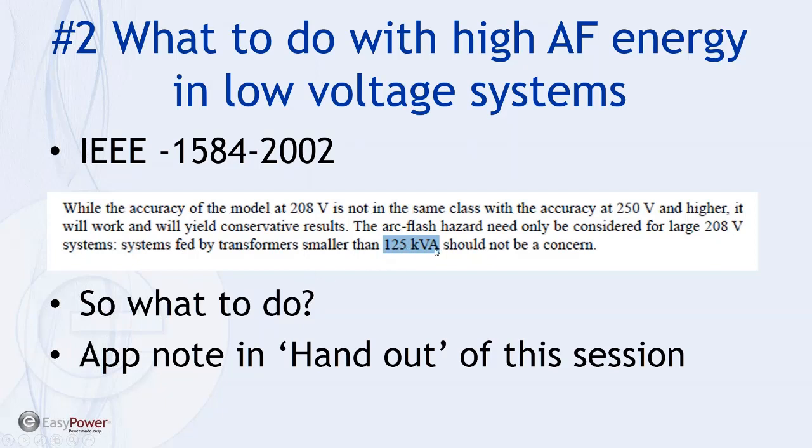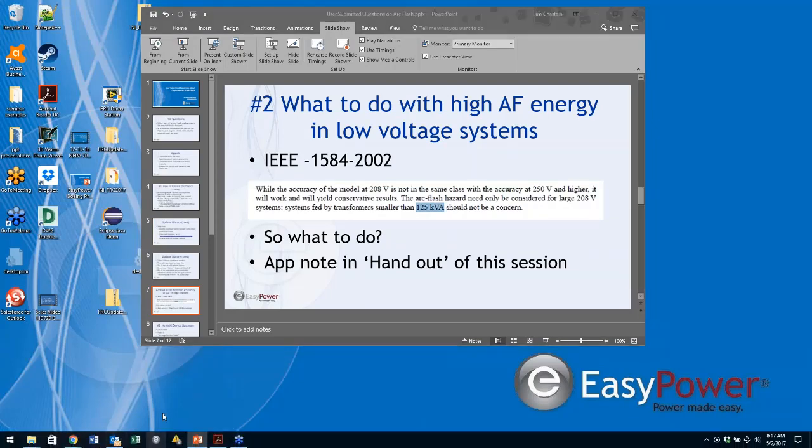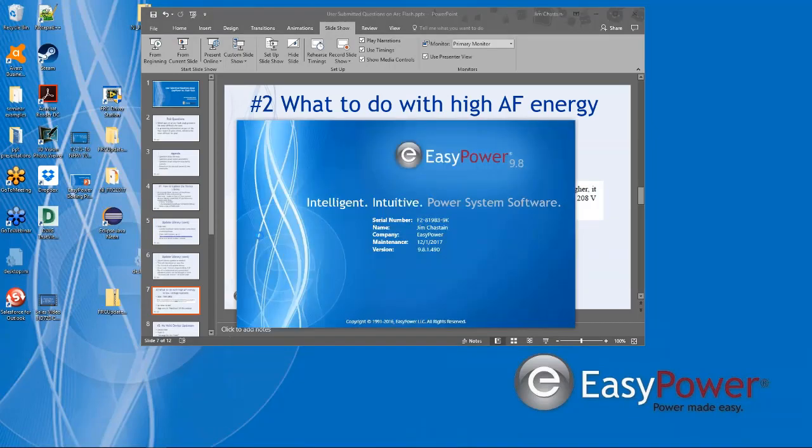So if I have a 125 kVA system, what do I do? And what I'm about to cover is also covered in the applications note in the handout section of this webinar, and it's called Calculating Arc Flash for Low Voltage Systems. So let's jump into EasyPower and talk about this. Of course, now I need to launch EasyPower again if I haven't hosed my installation.